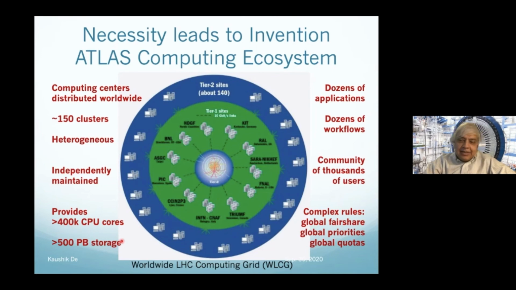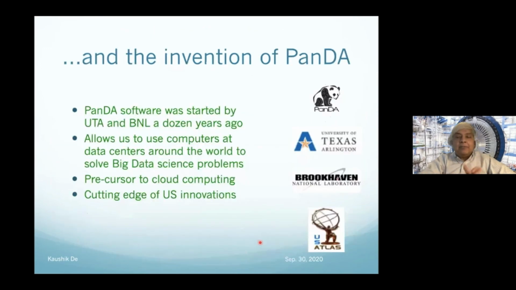What is a petabyte? A petabyte is 1,000 terabytes. A terabyte is 1,000 gigabytes, so a petabyte is 1,000,000 gigabytes. So your 500 petabyte storage is one of the largest data stores of any kind in the world. And we had to support dozens of applications, dozens of processing, support a community of thousands of users, and the software that runs all of this, that drives all of this, the software which didn't exist in those days, was developed right here at UTA.